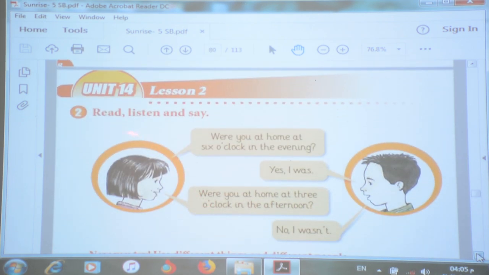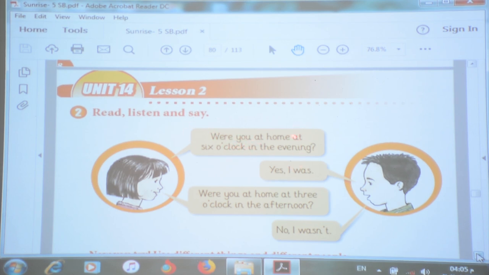Let's go to unit 14, listen to. There's a conversation between the girl and the boy. She said, were you at home at 6 o'clock in the evening? If you look at this sentence, it is for the past. Why? Because we have were here. With you, you should use were. Were you at home? And we have the preposition at with home. You should use at with home. And what about the o'clock, about the time? You should use at 6 o'clock, at 5 o'clock, okay, at 10:30, for example.